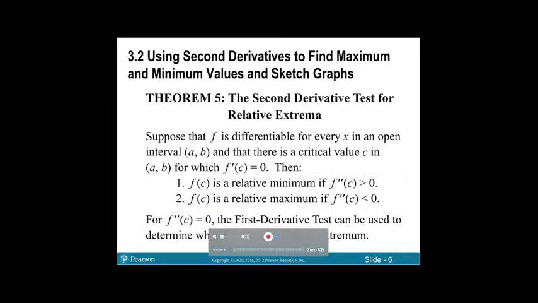Suppose a function is differentiable for every x on the open interval, and there's a critical value c such that f prime of c equals 0. Then f of c is a local minimum if the second derivative is positive. If the second derivative is positive, it's concave up, the cup opens upward, and that means we have a local minimum. If the second derivative at that critical value is negative, it's concave down, the cup opens downward, which means we have the peak of a mountain, so that's a relative max. If the second derivative is 0, the test fails to determine whether f of c is a relative extremum.